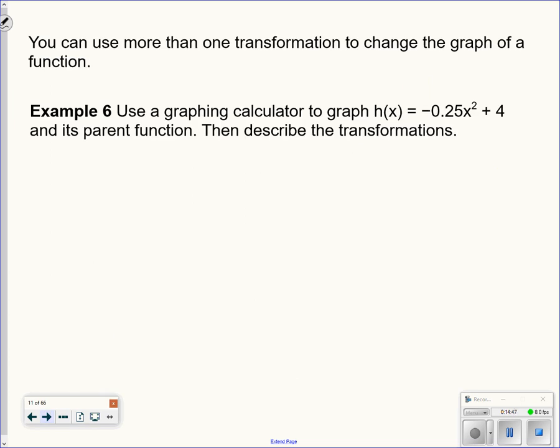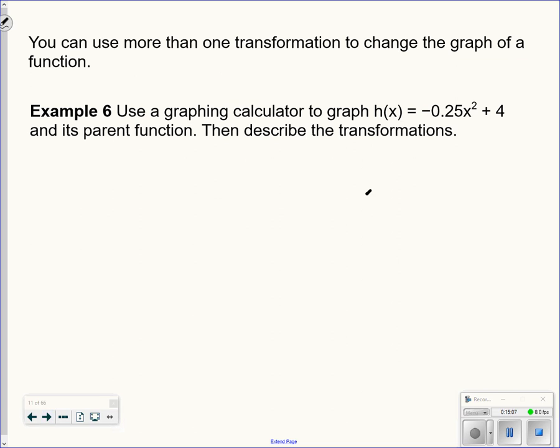This is a graphing calculator exercise. Again, if you don't have a graphing calculator, you can also use programs like Desmos on your computer. y equals negative 0.25 x squared plus 4. I want you to type that into the y equals function on your graphing calculator, and then I'm going to describe. So I'll give you a second. You want to hit pause?